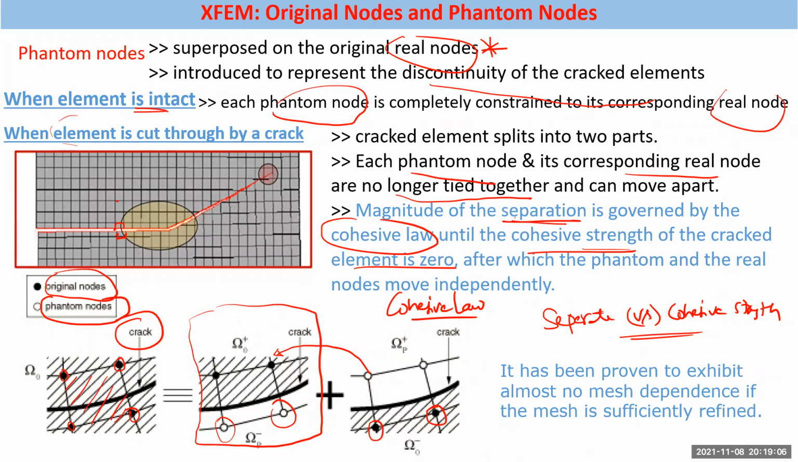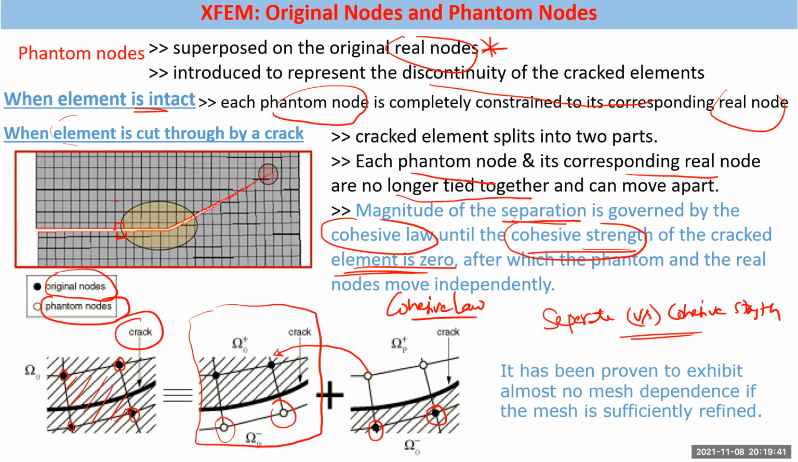We are going to give a criteria for the cohesive strength to degrade and go all the way to 0. The cohesive strength of the cracked element will degrade to 0, so it has to meet some criteria. When it goes to 0, it's going to crack open, and the real nodes and phantom nodes can now move separately. Otherwise, they will stay together and the crack will not cut through that element.